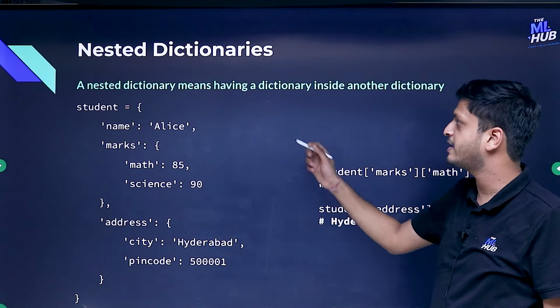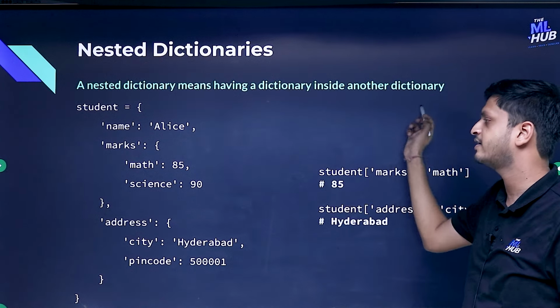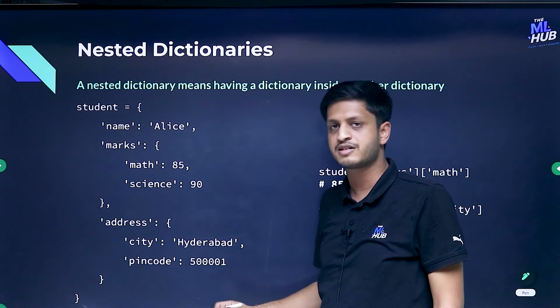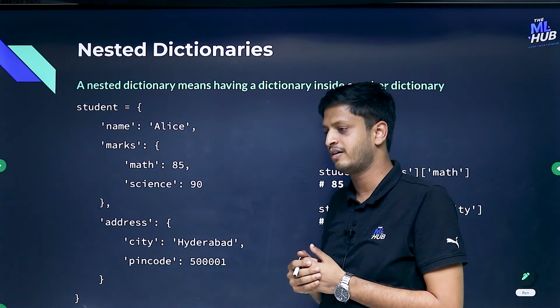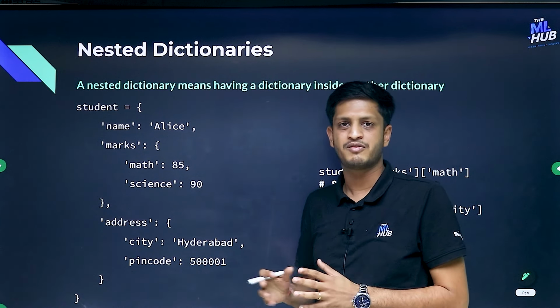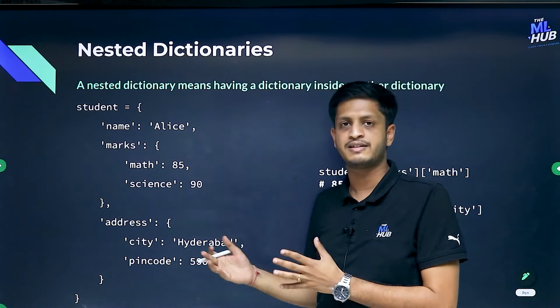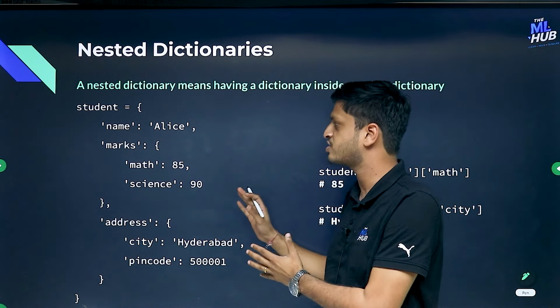So let's see an example. A nested dictionary means having a dictionary inside another dictionary. Here is a complex dictionary given, this is like a JSON object. If you learn what JSON objects are, it is not part of this course, but JSON objects look like this. So it is a formatted structure.